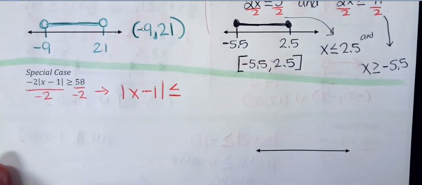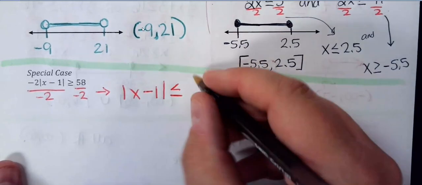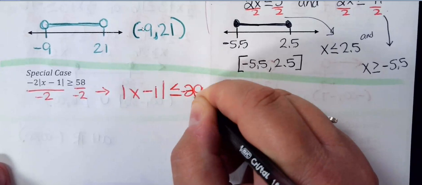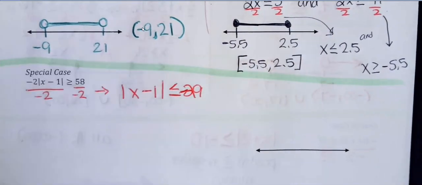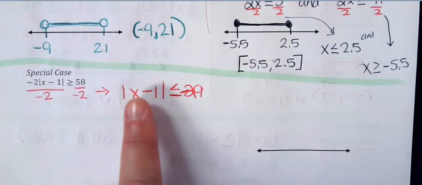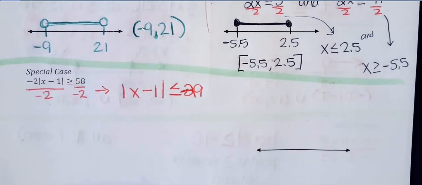I think it's 29, is that right? Yep, okay. Negative 29, sorry, I can't write. Okay, now here's the deal. I have absolute value and it's by itself, but it's related to a negative number. I cannot apply the definition that I gave you guys at the top, okay? If it's related to a negative number, it's going to be a special case.